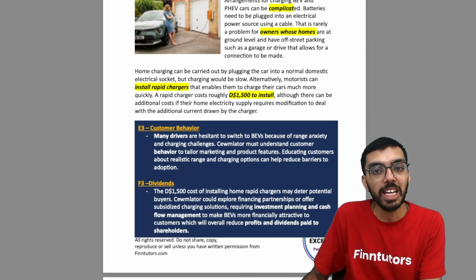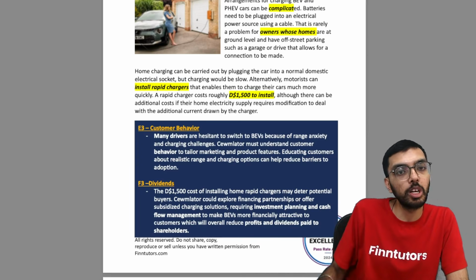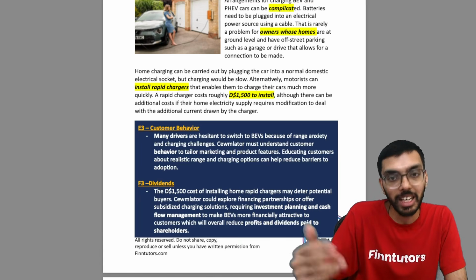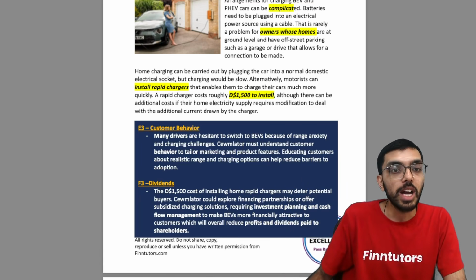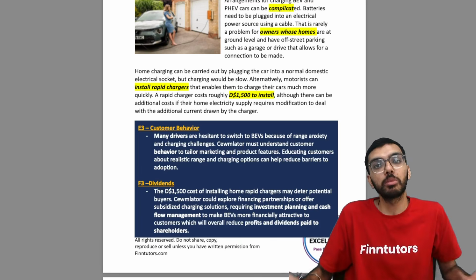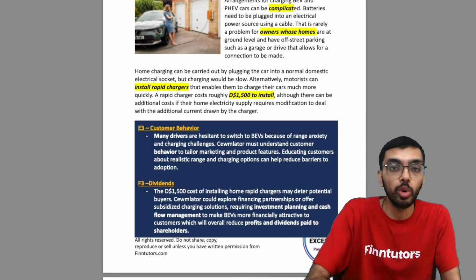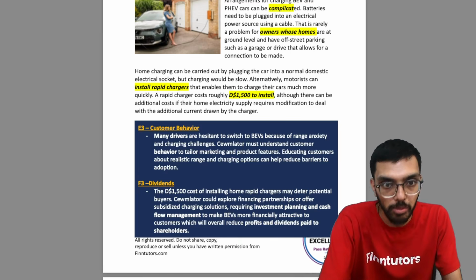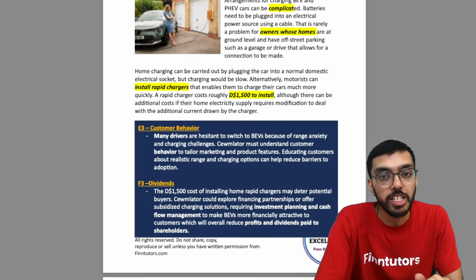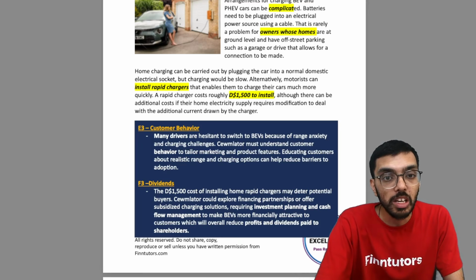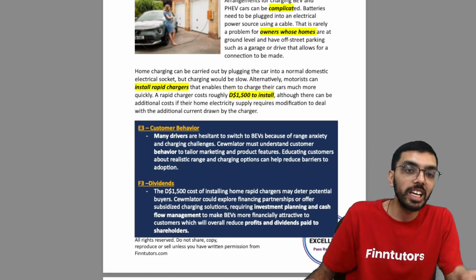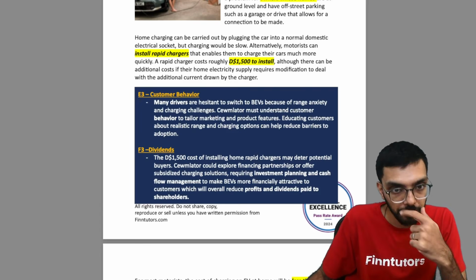Home charging can be carried out by plugging the car into a normal domestic electrical socket, which will take time. But you can install rapid chargers as well to charge their cars quickly. But this is only possible for those who have their own homes, own garage, own driveway. A rapid charger costs roughly $1,500 to install, so this is an additional cost. Although there can be additional costs if their home electricity supply requires modification to deal with the additional current.